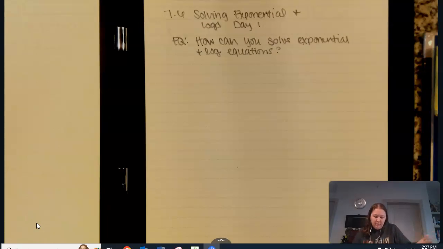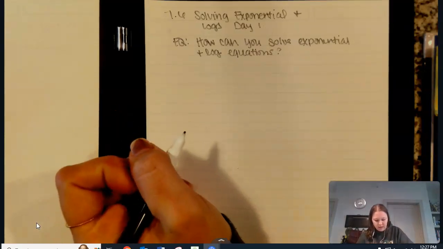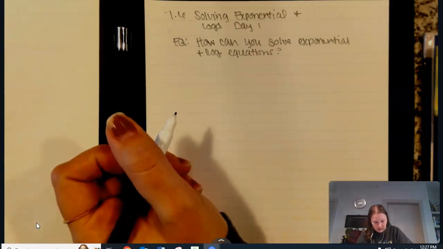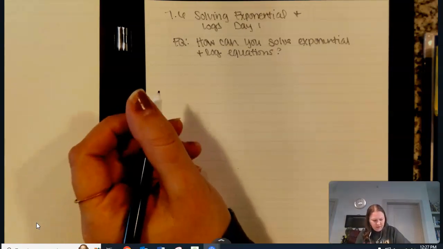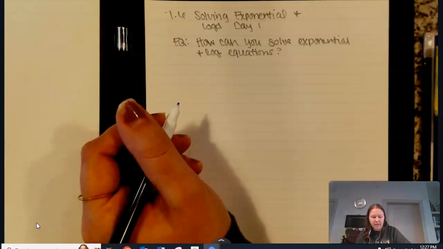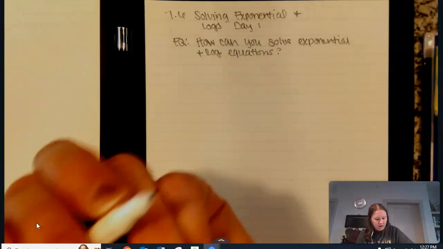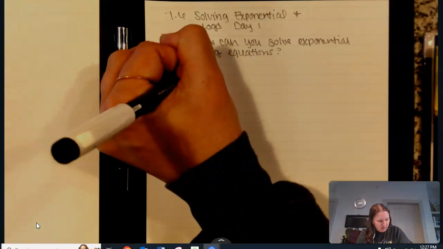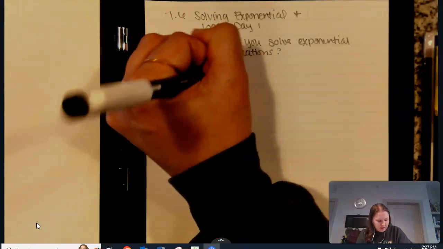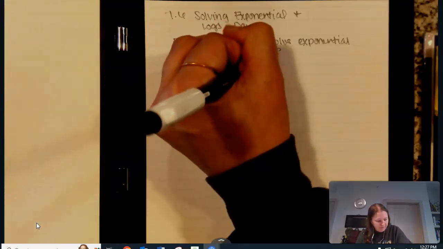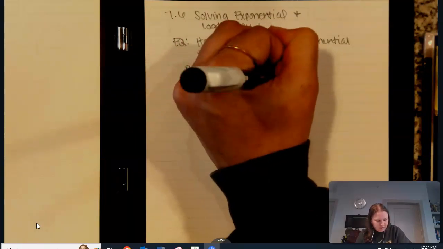Okay, so we just want to talk about how we can solve these. It turns out that there is a property of equality for both exponentials and logs. Basically, it says that if 3 to the x is equal to 3 to the 5th, then x has to be 5. I will write those down, but it's not life-changing for you guys.